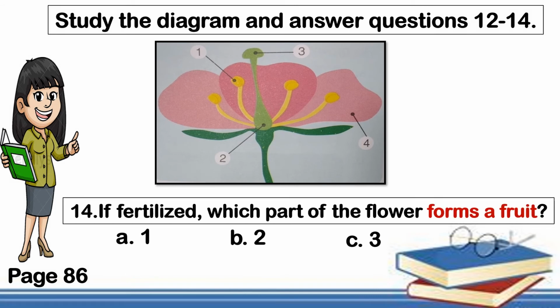Number 14. If fertilized, which part of the flower forms a fruit? Letter A, number 1. Letter B, number 2. Letter C, number 3. Which part forms a fruit? Number 1, number 2, or number 3?